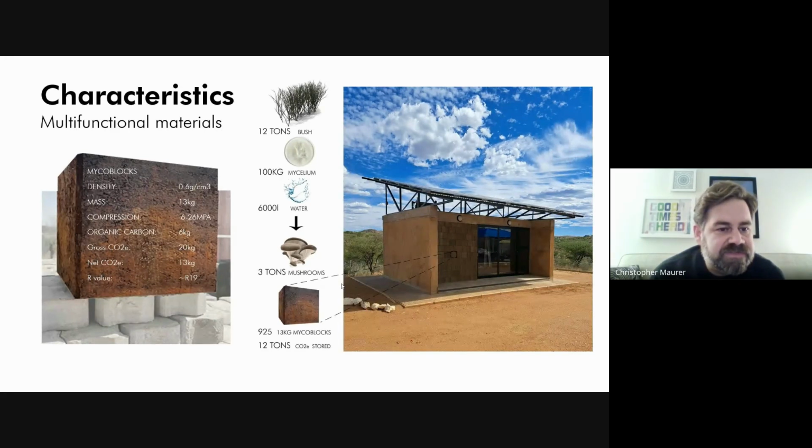There you also see some of the data on the material characteristics. The mass of each block is around 13 kilograms, so it's very similar to a concrete block. These are solid rather than hollow like concrete blocks. The compressive strength we got on the materials is about 6 megapascals, which is very similar to concrete block in Namibia as well.